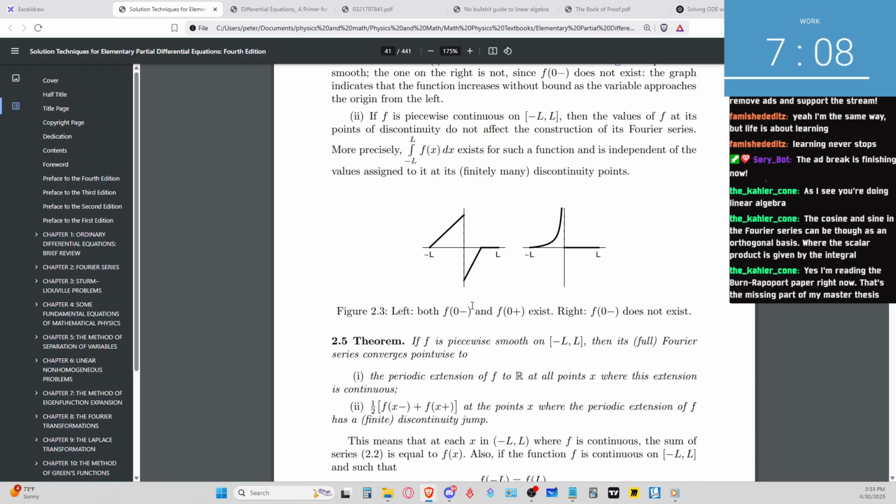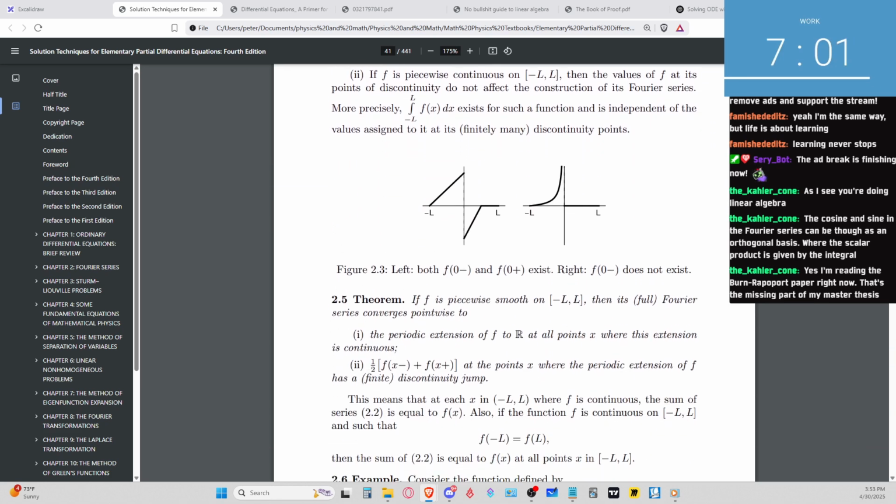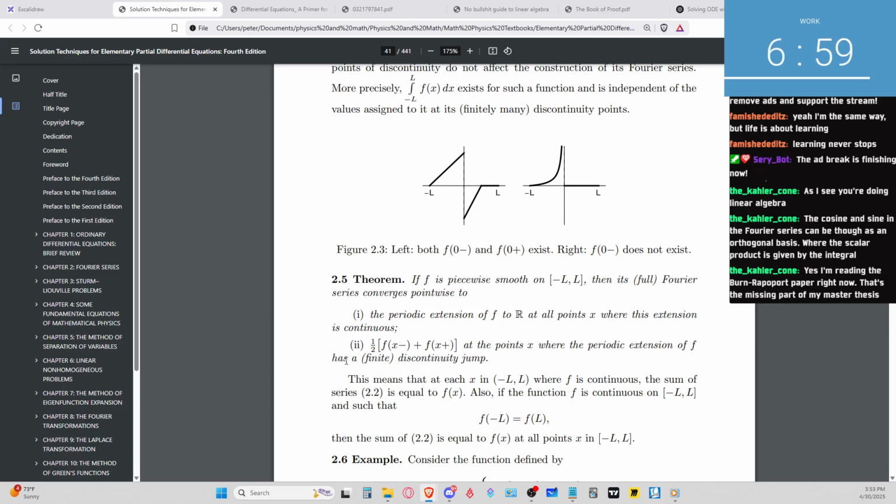But piecewise smooth and piecewise, what was the other one? Piecewise continuous. Is it because it's just touching the y-axis? That's why it's considered piecewise continuous, I guess? I mean, that's how it looks to me, but I don't know if that's the right way to phrase it.